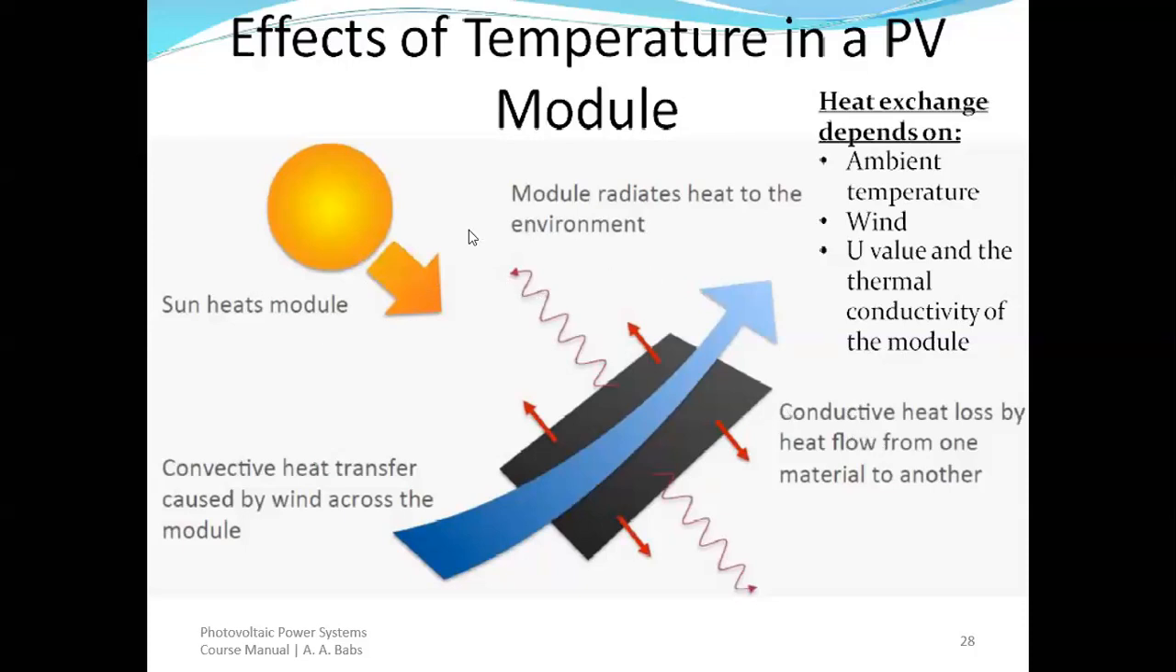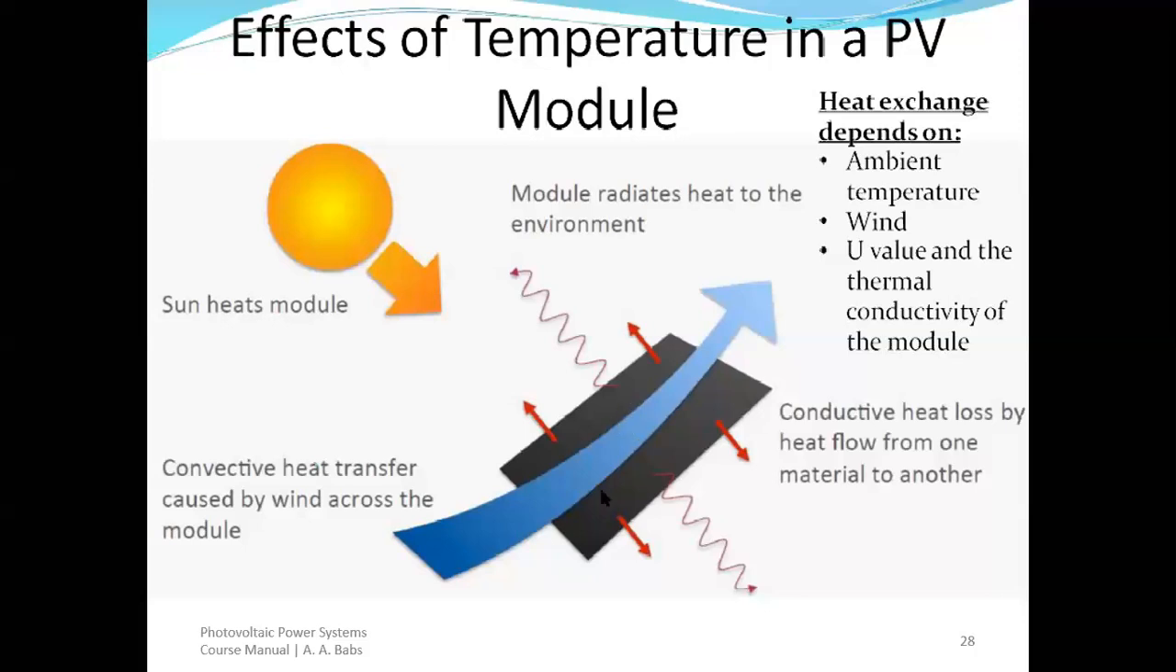For example, this is a sun. This just shows you that there's a sun here that is heating the module. As the sun hits the module, it radiates heat to the environment. It has heat, and this heat can be radiated to the environment.